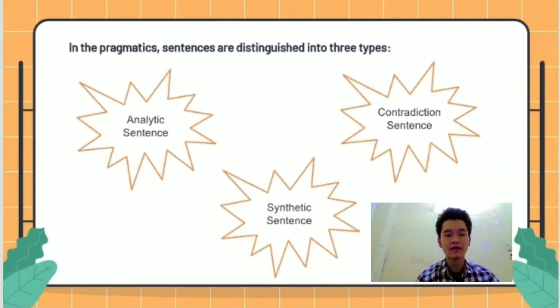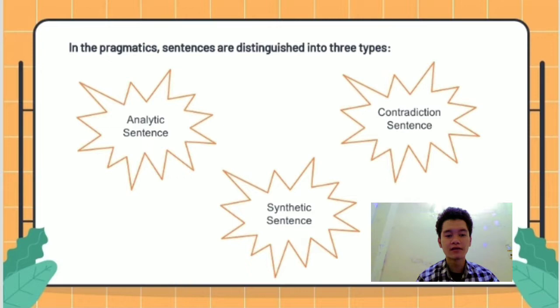In the pragmatics, sentences are distinguished into three types. The first is analytic sentence. It's a sentence which is true because of the meaning relationship between the subject and the predicate. For example, my mother is a woman, rabbit is an animal. The second is contradiction sentence. It's a sentence which literally contains contradictions. For example, my mother is a man, rabbit is a reptile.